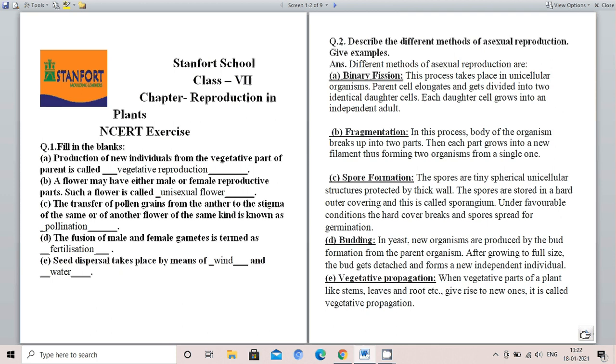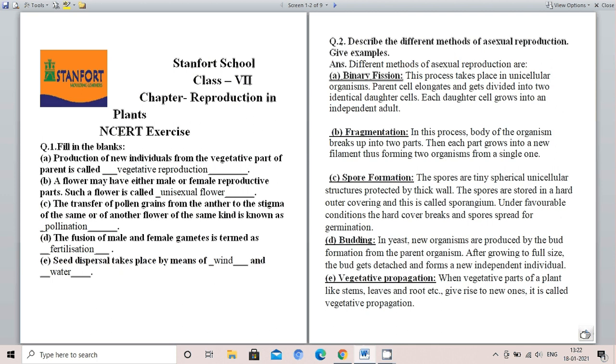Next part, the fusion of male and female gamete is termed as. जब मेल और फीमेल गैमेट फ्यूज करते हैं उसे हम क्या बोलते हैं? फर्टिलाइजेशन. E part, seed dispersal takes place by means of wind and water. I hope the first question is clear to you.